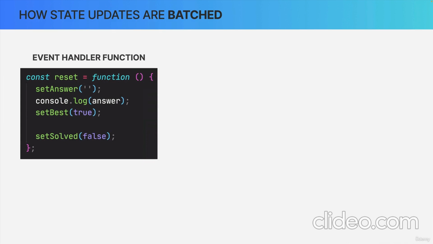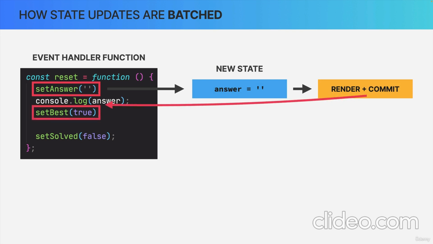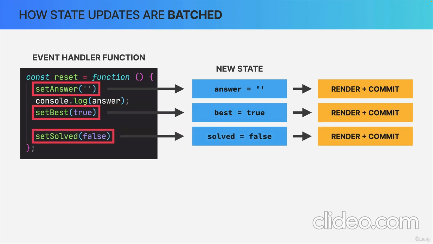Now, what I want to do here is to analyze how these 3 pieces of state are actually updated behind the scenes. So we might think that as React sees the setAnswer function call, it would update the state to the empty string as requested, and then trigger a re-render and the commit phase. Then it would move on to the next line and do the same thing again. And finally, do the entire thing one more time for the third state update. So intuitively, we would think that if there are 3 state variables being updated in this event handler, then React would re-render 3 times, right?